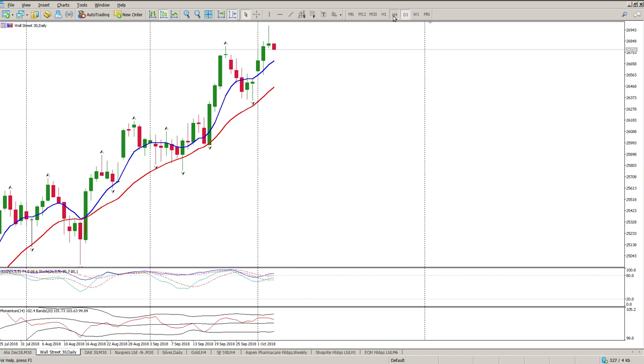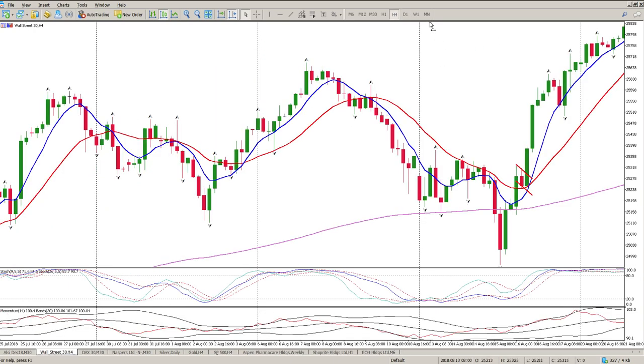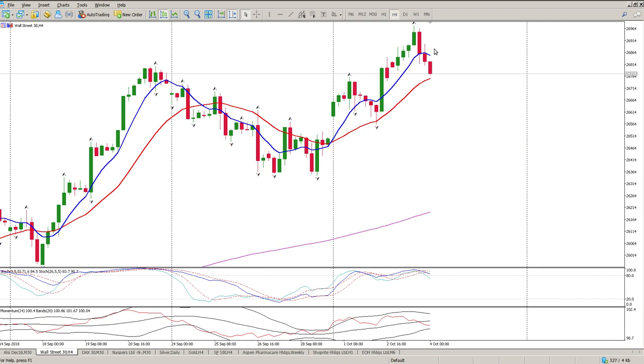A couple of things here. We did have a bit of a sell-off at the moment, and this is basically because the China market is down. The Hang Seng is down 1.7% at the moment, and the Japanese market Nikkei is down 0.7%. So this has just been fueled by what's going on in China at the moment.